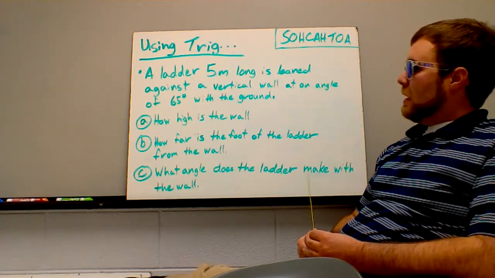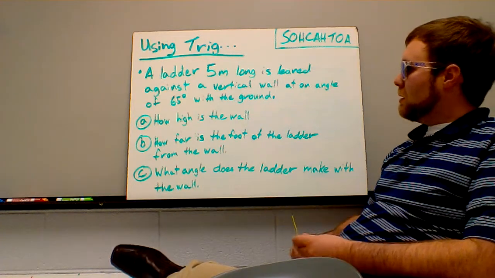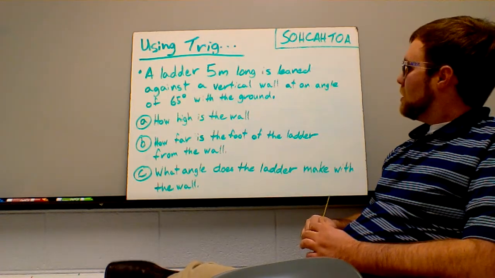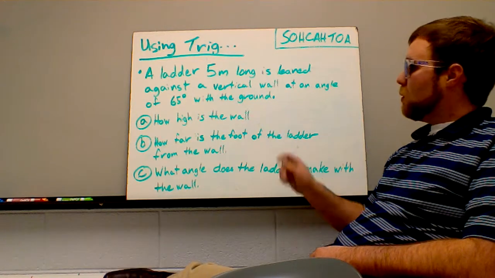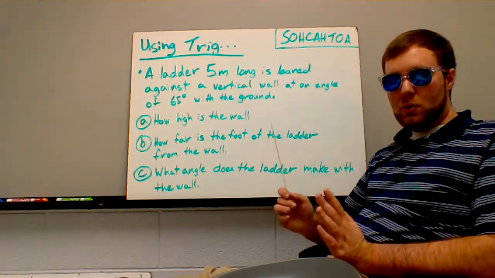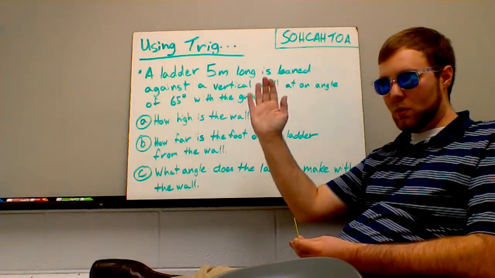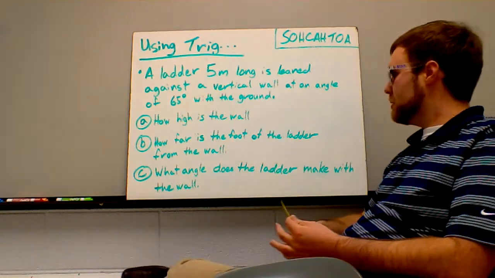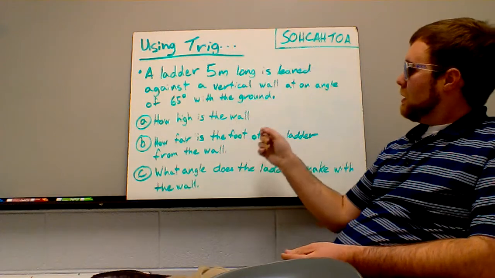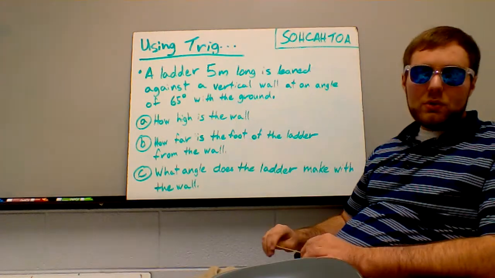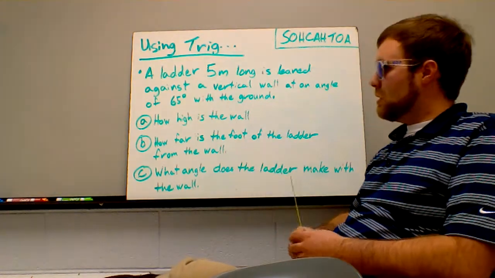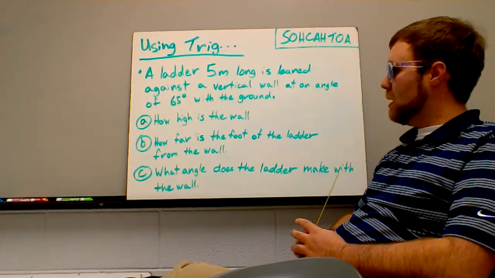In this case, I've got a ladder that's 5 meters long, and it's leaned against a vertical wall. That means the building is normal. It's not the Leaning Tower of Pisa or anything. It's a normal wall, straight up, straight down. And the ladder is leaned against that vertical wall at an angle of 65 degrees with the ground. So that's the angle it creates.